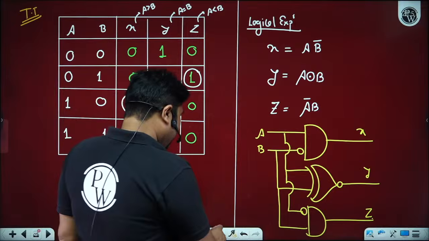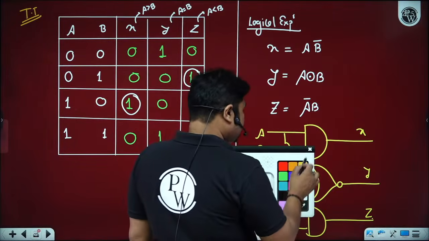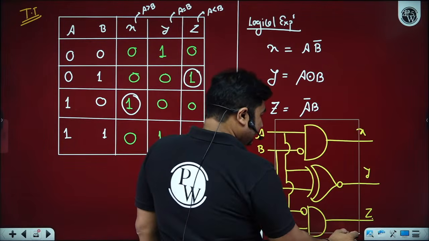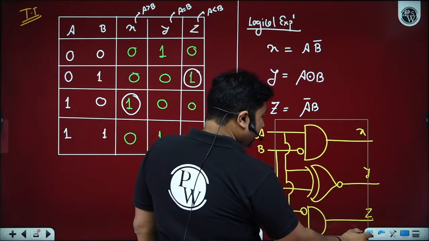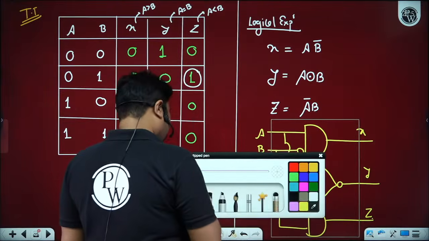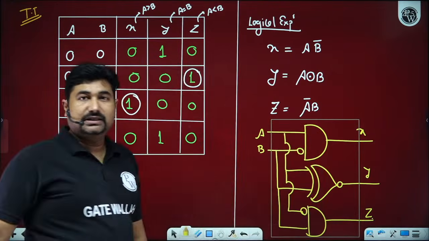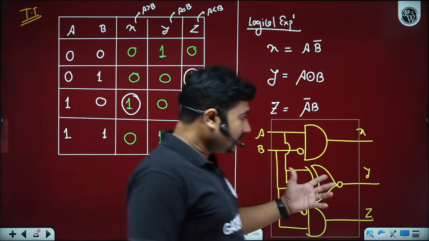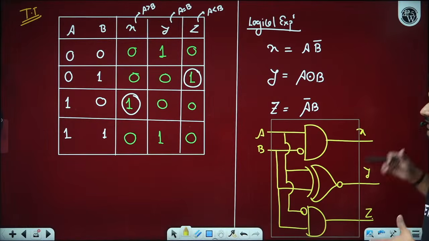So in this way you can design any desired combinational circuit. What we have to do? First of all, we have to identify the inputs and outputs. Next is to construct the truth table, write the logical expression, minimize it and implement the logic circuit. So now we have a 1-bit comparator.